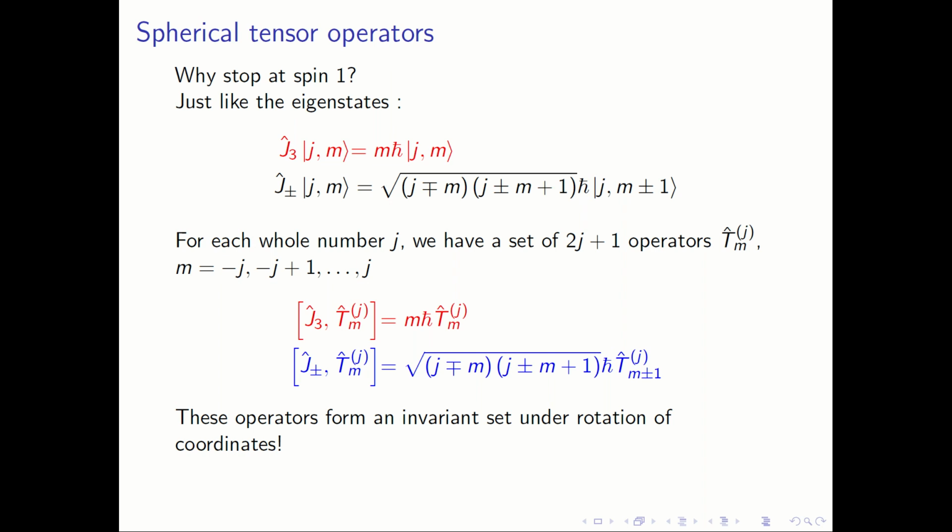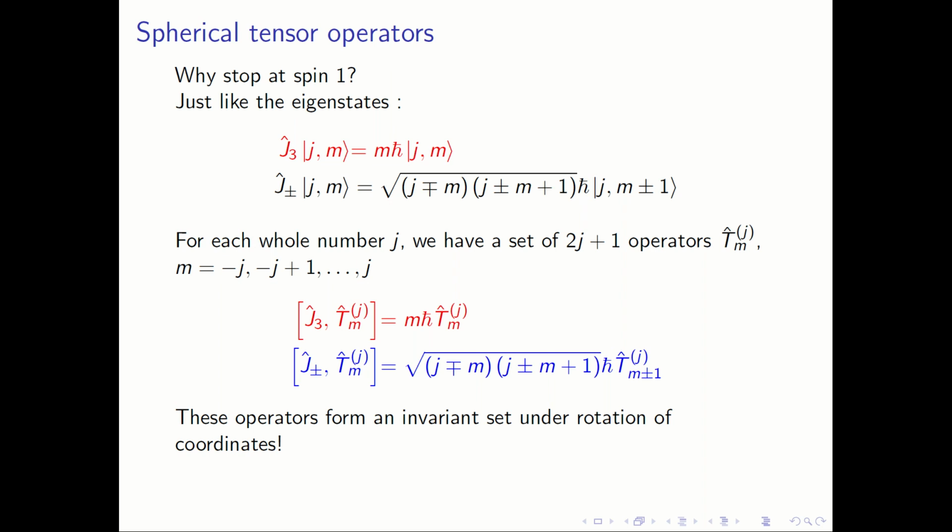I will just leave you with one query. Notice that here I said whole number j. Remember, if we were starting just from the commutation relations of j3 with j plus-minus, we could have whole numbers as well as half integers, or half odd integers. Here we only have whole numbers 0, 1, 2, 3. I will let you worry about why that is the case.